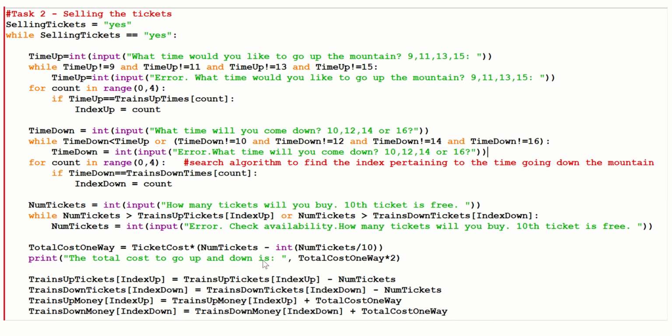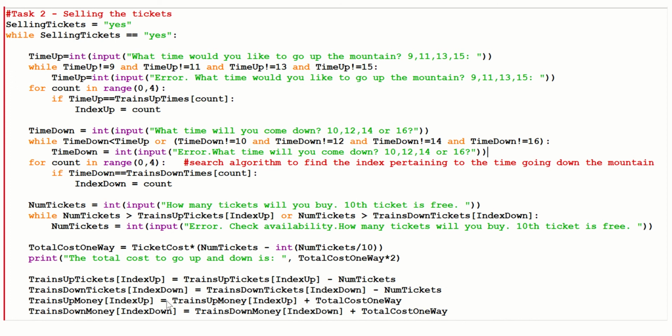And then you print the cost for going up and down, so one way and then going back down, total cost one way multiplied by 2. Okay, so train up tickets index up position would equal train up tickets at that position minus the number of tickets bought. So the current availability of tickets minus the number of tickets bought will become the new amount of tickets available. And same for down.